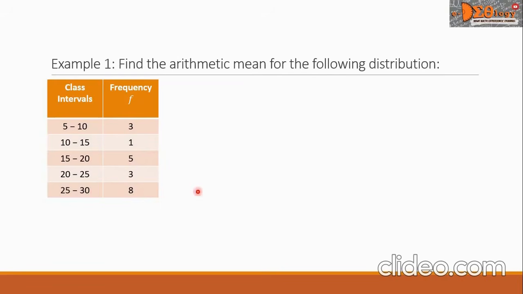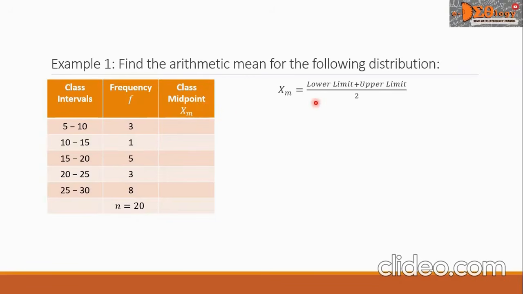The next step that we will do is to compute for the n, the total number of cases, where we will take the sum of all the frequencies, and this is equal to 20. After that, we need another column for the class midpoint, and that is the x sub m. The formula for the class midpoint is given here, and this is lower limit plus upper limit over 2.